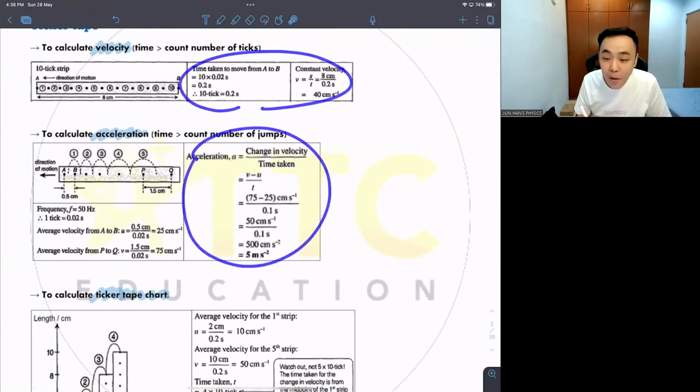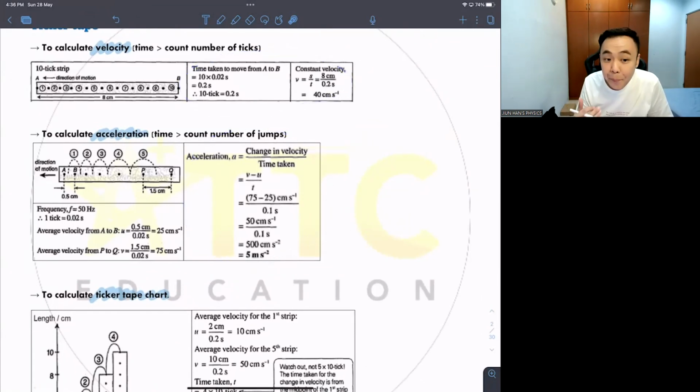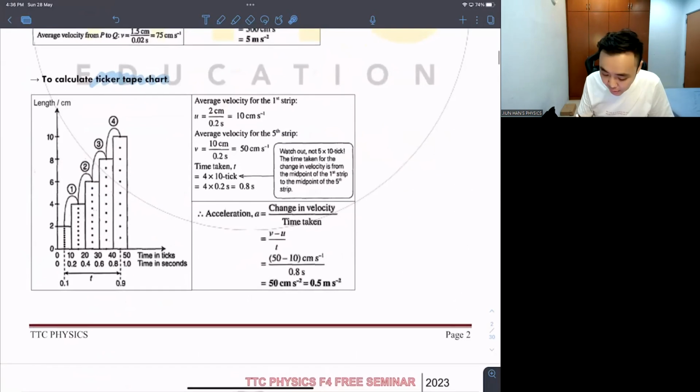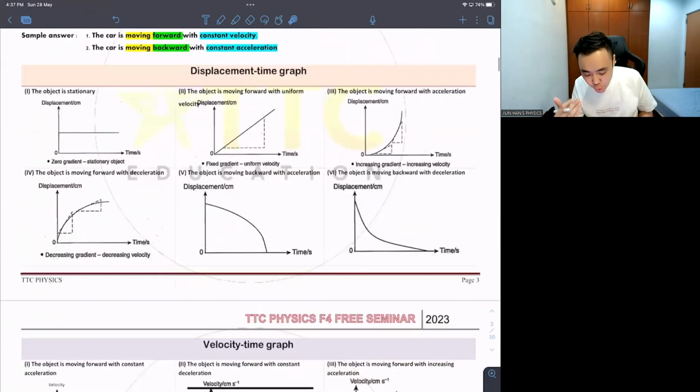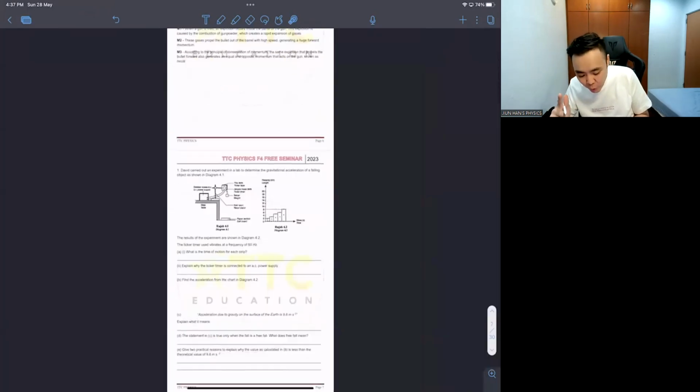Okay, I made it very detailed already, so it should be quite easy for you to understand. Same thing here. Step by step, all the answers I put for you already. Exactly. Now we move on some more. I'll show you a proper question, how they ask you in the exam.